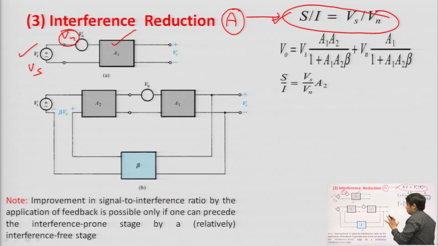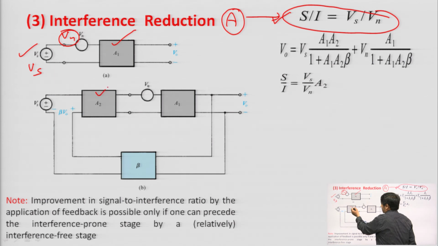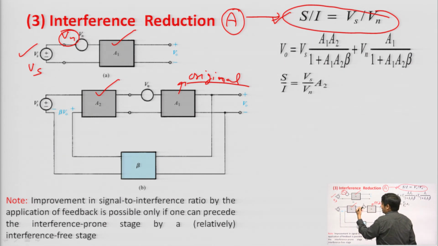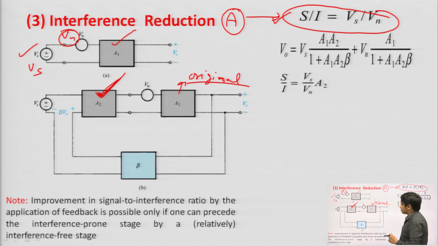Now, in the with feedback case, what do we do? We add an additional amplifier before the original amplifier. A1 is the original amplifier, and to reduce the effect of interference and noise, we add an additional amplifier before this A1, whose gain is A2. This amplifier should be noise free. So, the point is that to reduce the effect of interference by using negative feedback, we need an additional amplifier that should be connected before your original amplifier.